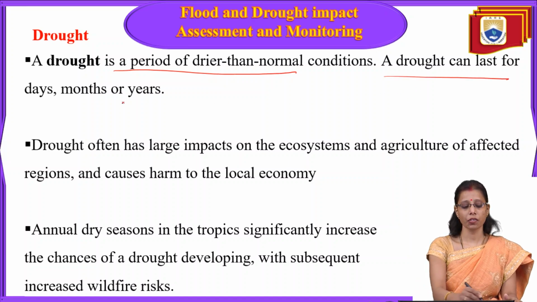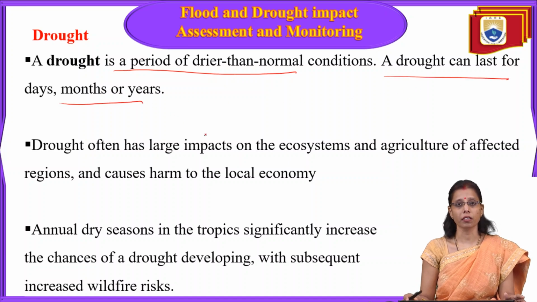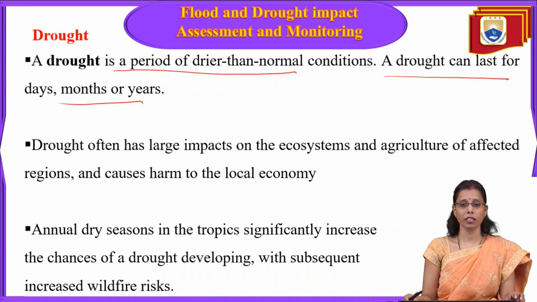So a drought can last for days, for months, or years. Drought is such a condition. It can last for months or years, or for many years there may not be much water. So the areas which are not receiving rainfall, the areas which do not have many forest regions, those areas will be totally affected by these drought conditions.